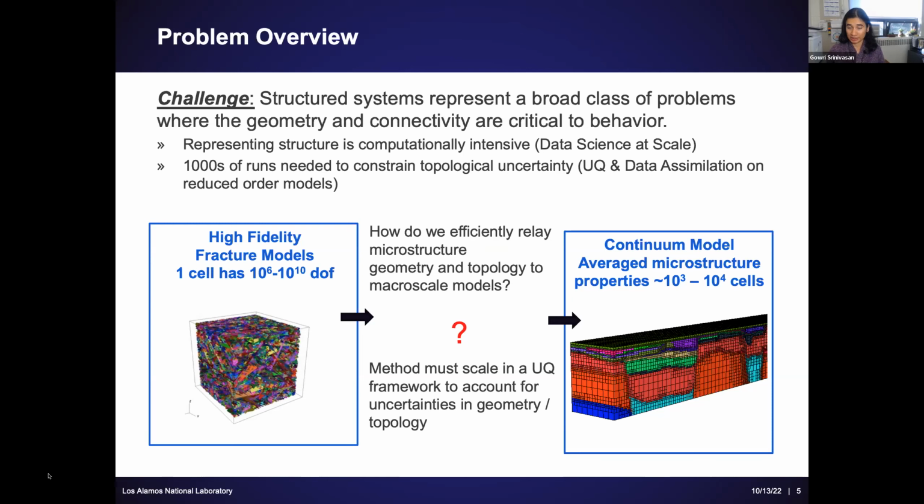As modelers, the biggest challenge has been, how do we represent fracture networks? It's not easy. Underlying fracture networks is a fundamental structure. And so fracture networks fall under a class of structured systems. And these kinds of structured systems are ubiquitous. And the thing that guides the physics that ends up happening is the geometry and the connectivity.